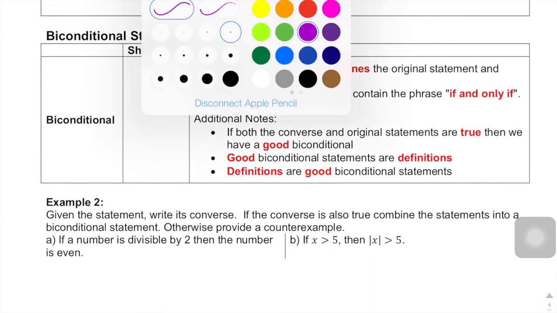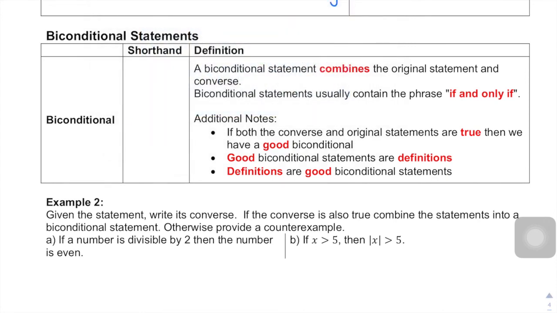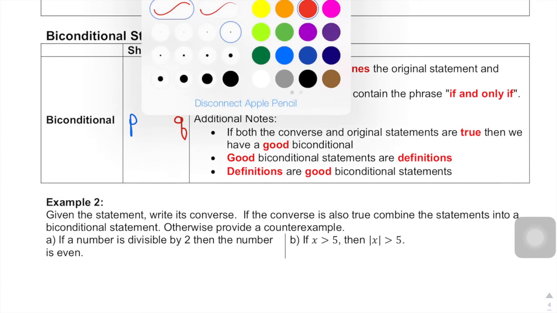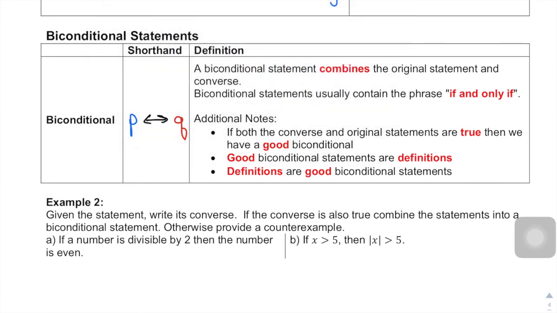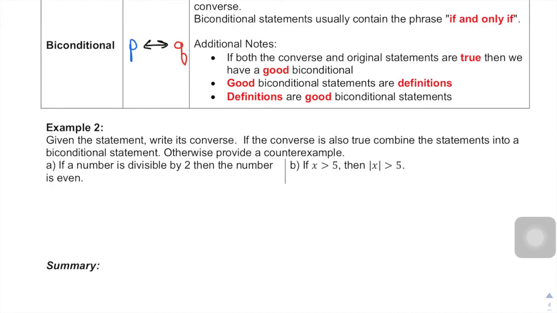So shorthand, what does that look like? We still have our P, we still have our Q, but then if you reverse them, they're both true. So hence the reason why we have a double arrow. Let's look at this next example. Given a statement, write its converse. If the converse is also true, combine the statements into a biconditional statement. Otherwise, provide a counterexample. So, A, if a number is divisible by 2, then the number is even.